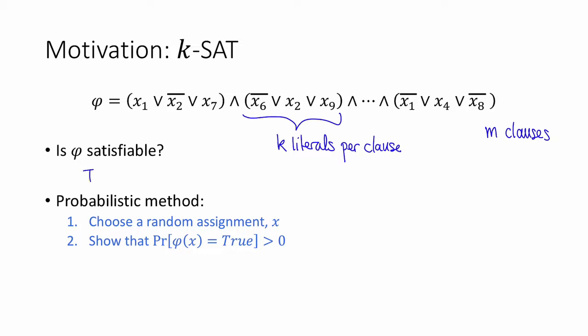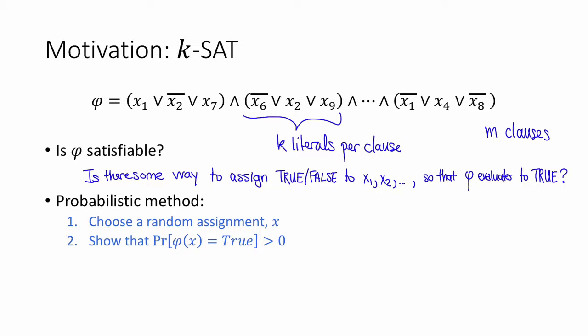That is, is there some way to assign true-false values to the variables x1, x2, and so on, so that the formula phi evaluates to true? What would the probabilistic method do here? To show that phi is satisfiable, we could first choose a random assignment, x, and second, show that phi of x is true with positive probability. If we could do that, that would mean that there exists a satisfying assignment x, and in particular, phi is satisfiable. Does this work? Well, let's try.